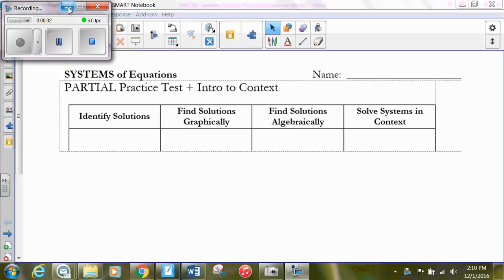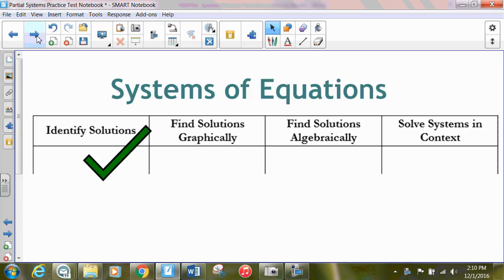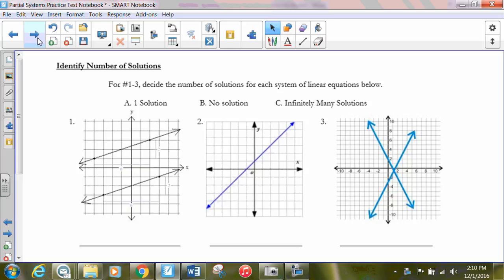Okay, here we go. Let's do the systems of equation partial practice test. You'll notice on this first page that we've got 4 categories in the systems of equations, and the first one we're going to look at is identifying solutions. So you'll be expected to look at graphs and label them as no solution, one solution, or infinitely many solutions.